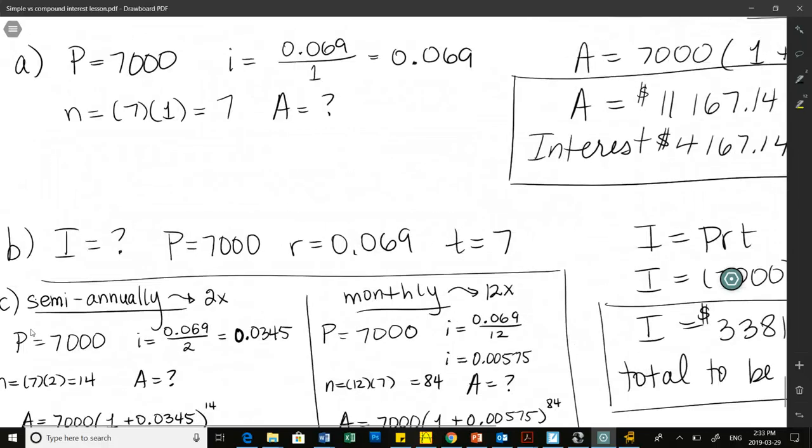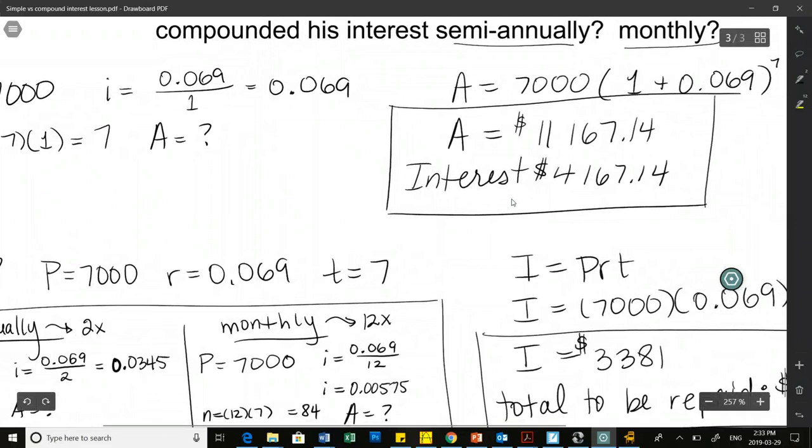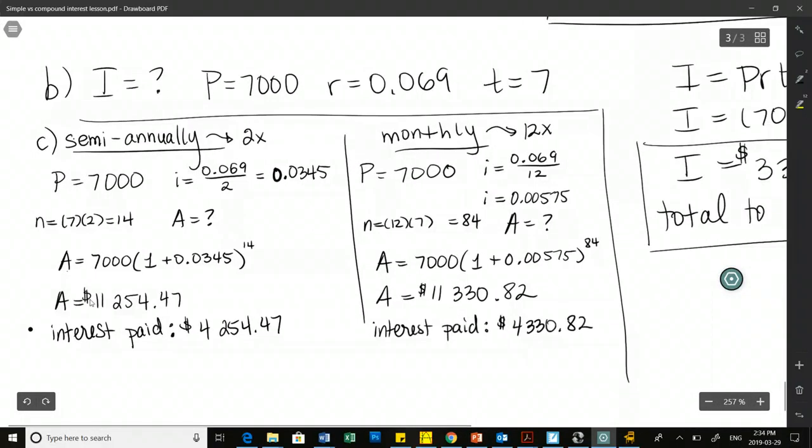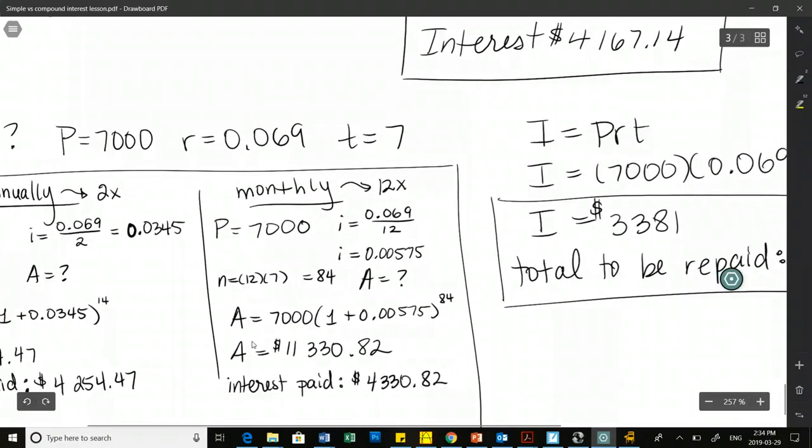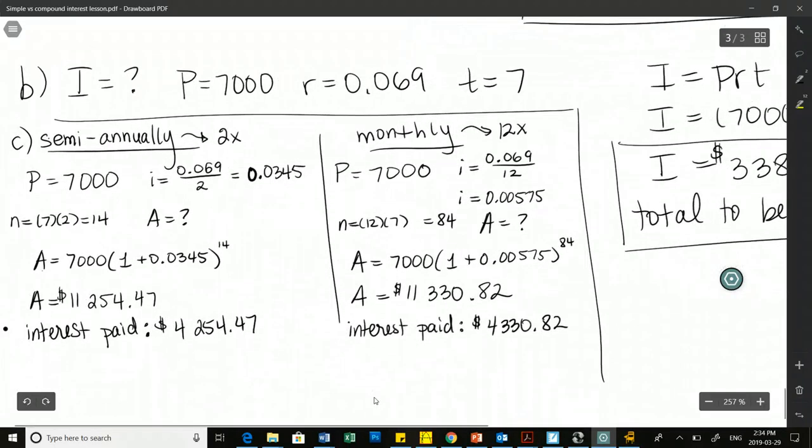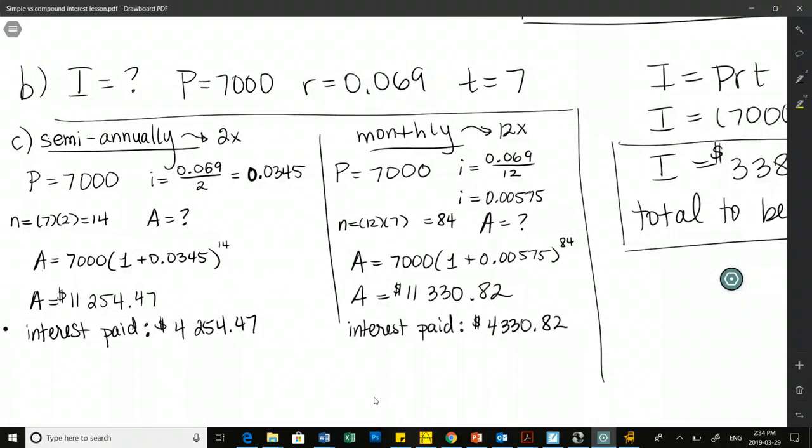So when we compare to annually, he only had to pay back $4,167. And then semi-annually, it was about $100 more. And then monthly, it was that much more again. It was like $200 more than annually. So with more frequent compounding, the more interest there is, because more interest gets earned on previous interest.